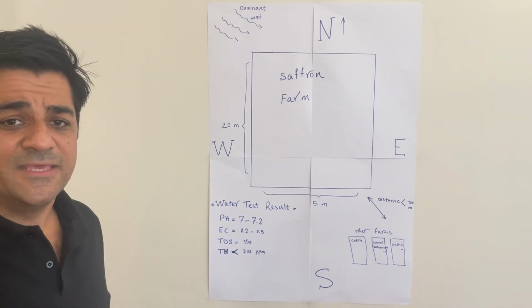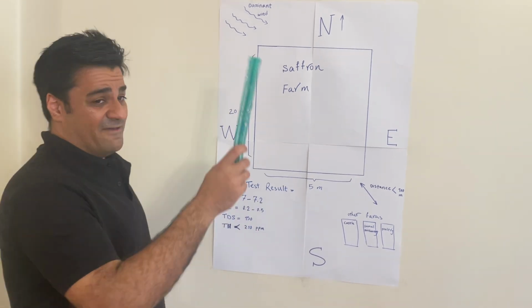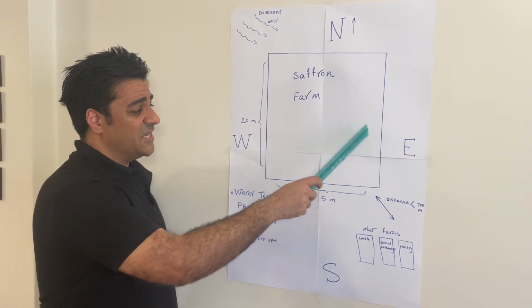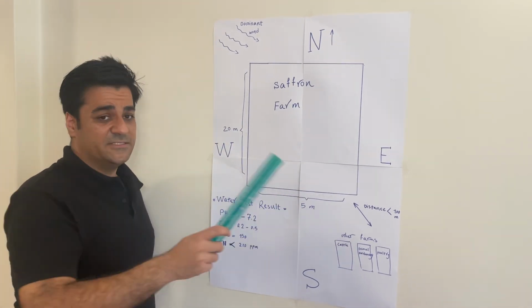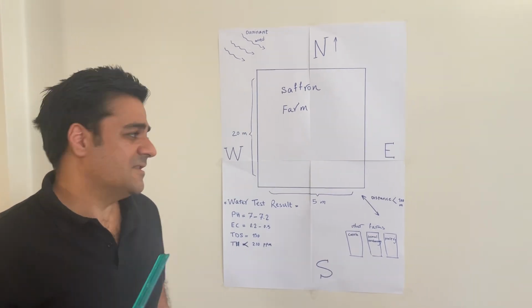This is unlike the traditional farm for the cucumber, for the tomato. If we have the traditional farm, yes, the direction of the north, which side of the farm should be in, which side is important. But in the vertical farming of the saffron, we don't have any limitation.